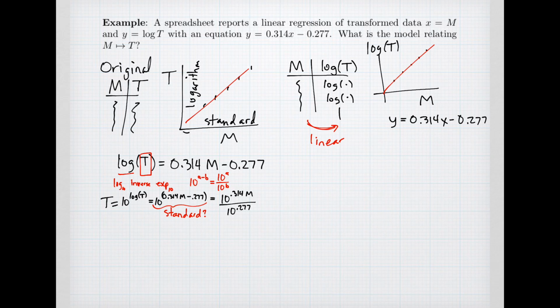Okay. Alright, so then I want to continue. And now what do I have? I've got 10 raised to a product. So I want to think again. What's the rule? If I have 10 raised to a product, the rule of powers tells me that that's 10 raised to one power and then raised to the other power. So I've got 10 raised to the 0.314 power raised to the variable power m, and I still have in the denominator 10 to the 0.277.